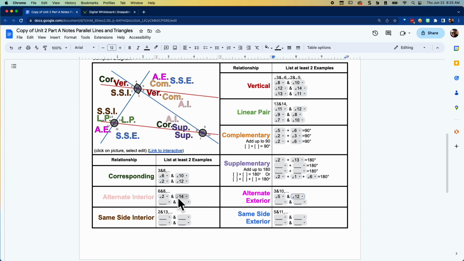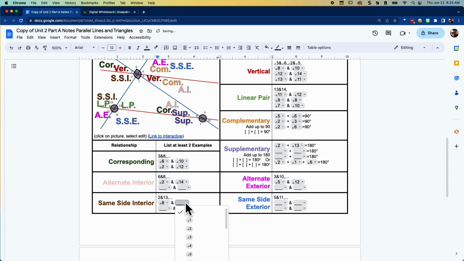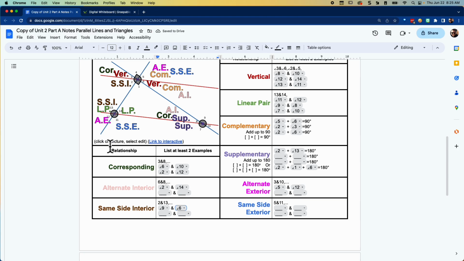But we do have a 6 and a 9. And that might be it. You might not have a third one. Let's get that 9, and we'll do the 6. And same side exterior, we said 5 and 11, which is already marked. And that might be the only one because everything else is kind of broken up into pieces.